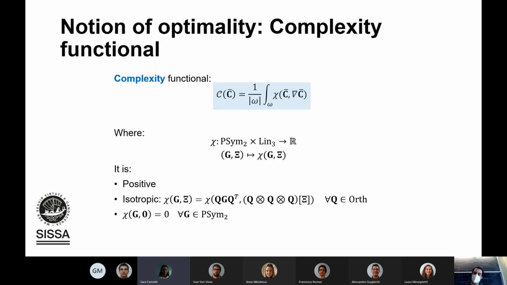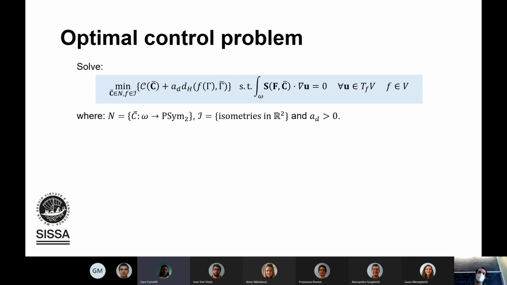Okay, so we have all the elements to introduce the optimal control problem we want to study, which is this one: minimizing the complexity plus a term which penalizes the distance between the transformation of the shape gamma, so F of gamma, and gamma bar, which is our target shape we want to reach. Everything is subject to the constraint of mechanical equilibrium.